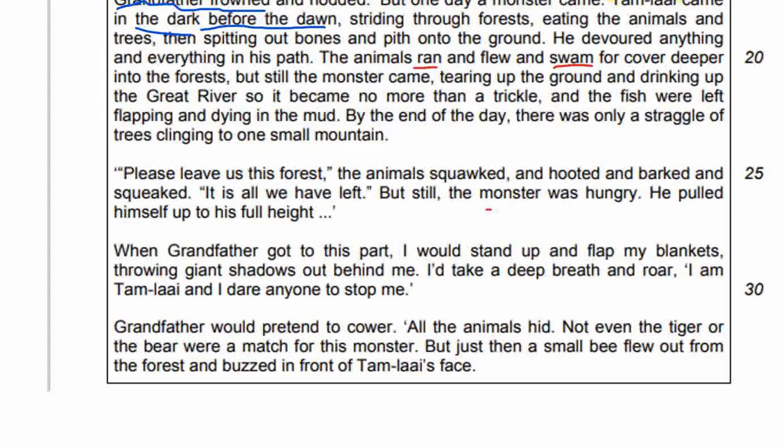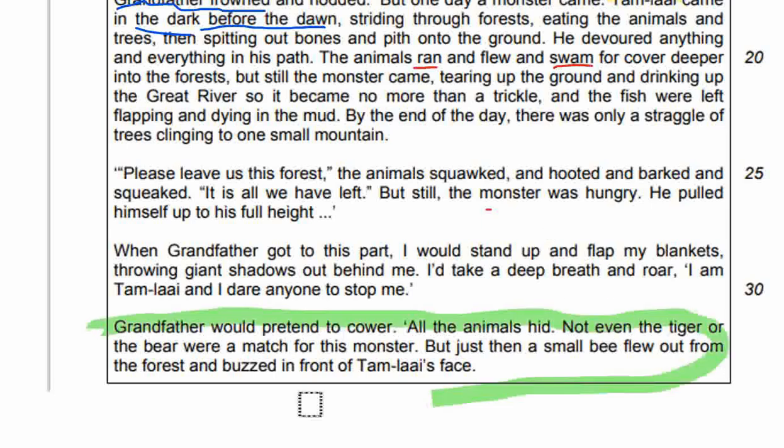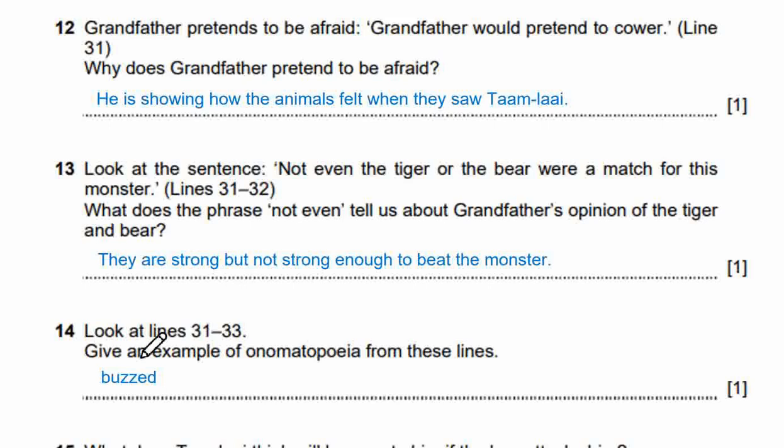So line 31 till 33. Here we go. Let's skim it. And "buzz." That will be the onomatopoeia. So let's type that answer down, buzz. Here we go, number 14. Now let's move to number 15.